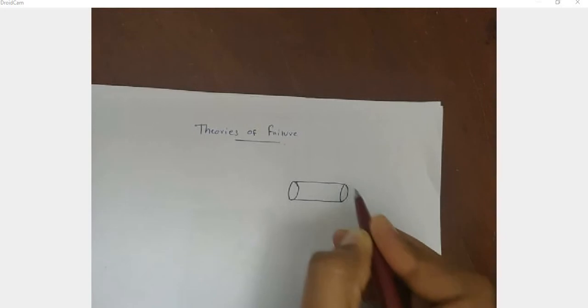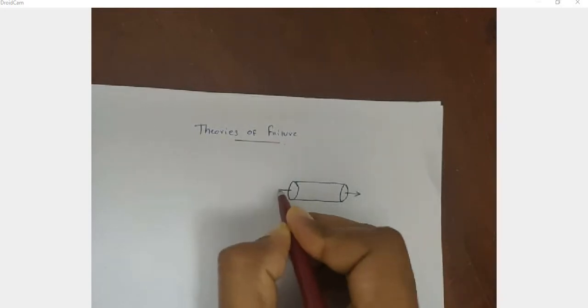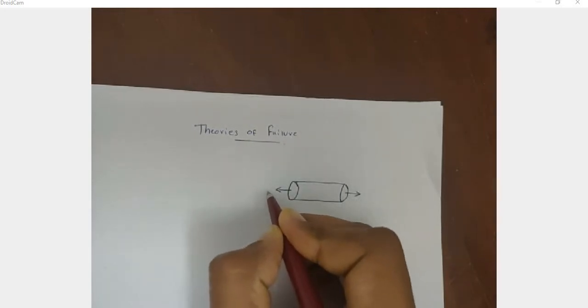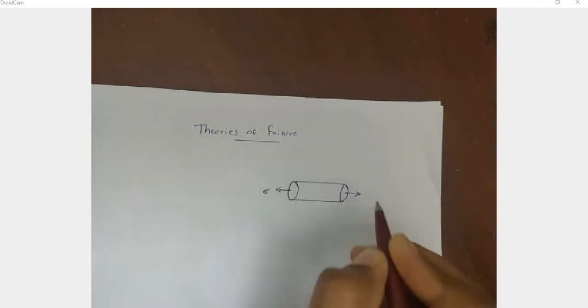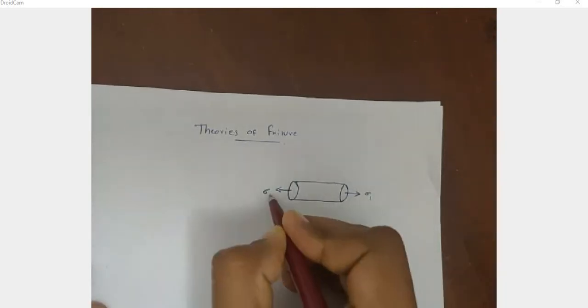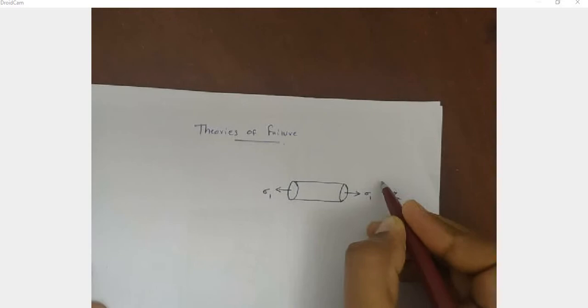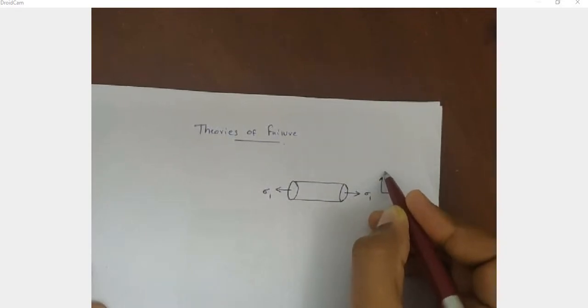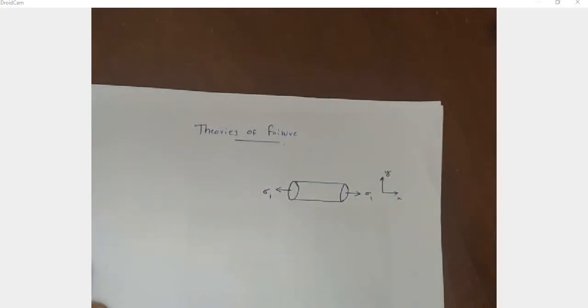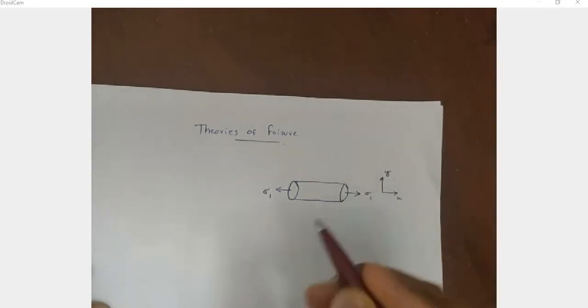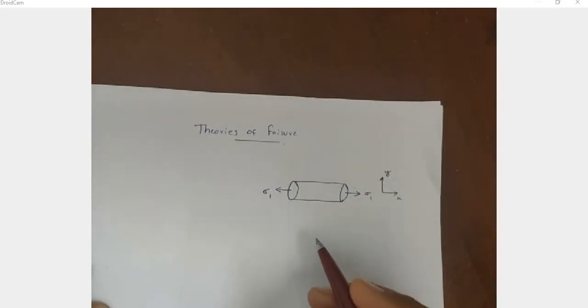a circular bar subjected to load P, or subjected to a stress sigma 1 in x direction. It's a uniaxial condition. That means in x direction only the stress is acting. The stress acting in x direction is equal to sigma 1. So how can we design this bar? Designing means determining the shape and the size of the member.